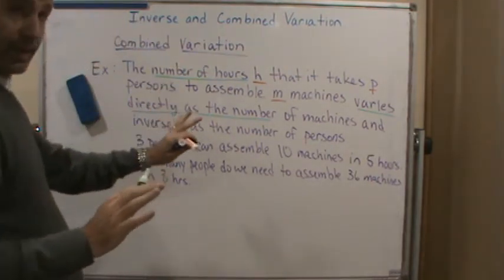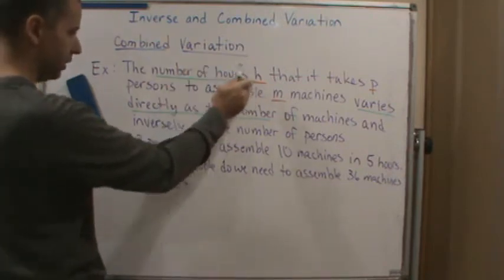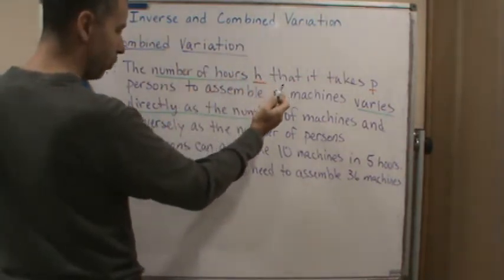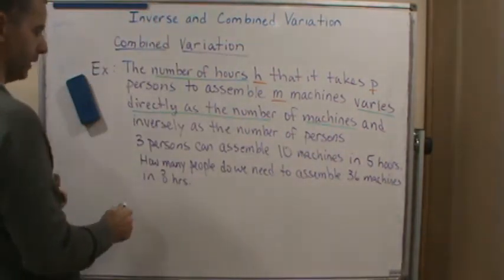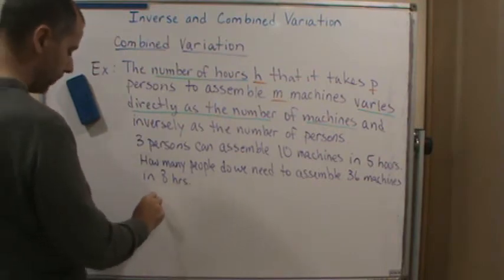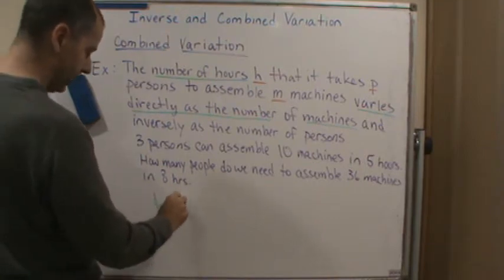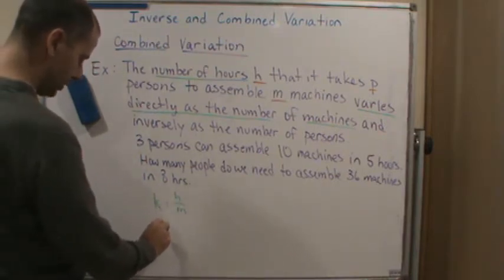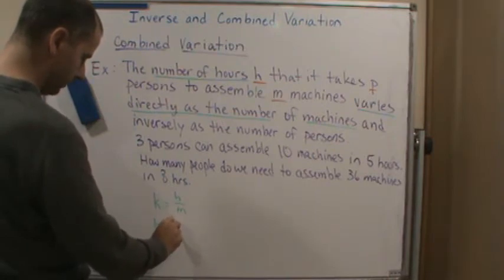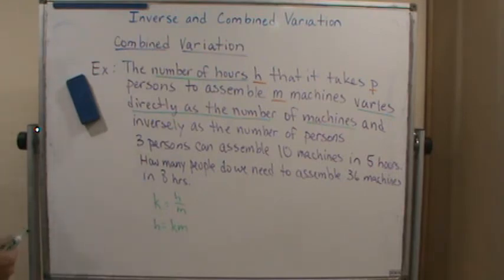So let's stop there and dissect that. What does that mean? It means that H varies directly as what? M. So that means that K equals H over M, which means H equals KM. Okay, so that's that piece.